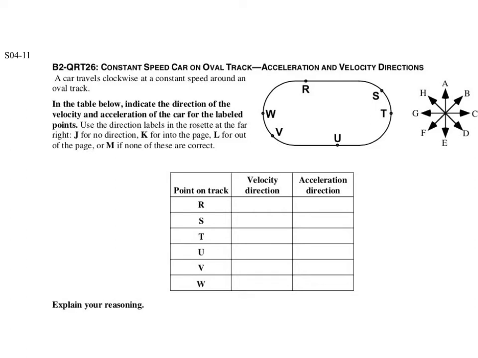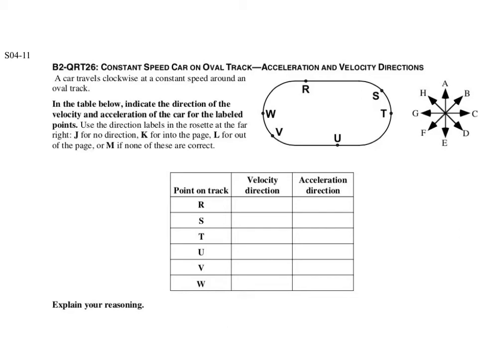All right, a car travels clockwise at a constant speed around an oval track. In the table below, indicate the direction of the velocity and acceleration of the car for the labeled points. Use the direction labels in the rosette at the far right, and also use J for no direction, K for into the page, L for out of the page, or M if none of those are correct. So we'll do the velocities first because they're relatively easy.